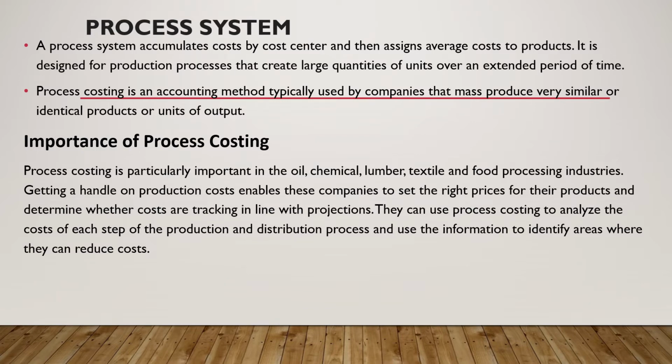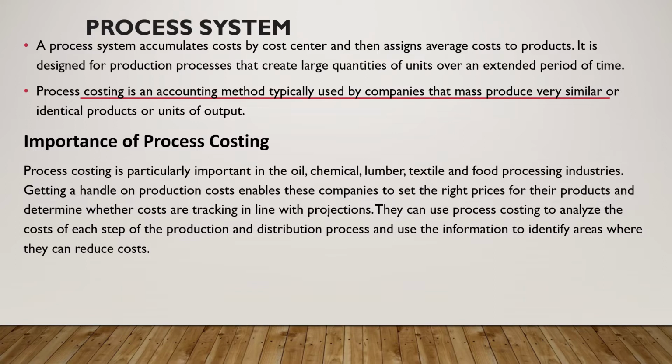Process system accumulates costs by cost center and then assigns average cost to products. It is designed for production processes that create large quantities of units over an extended period of time. Process costing is an accounting method typically used by companies that mass produce very similar or identical products or units of outputs. It's common in manufacturing industries where the cost of producing each unit of output is very similar, and it doesn't make sense to try to track cost for each individual unit throughout the production process.